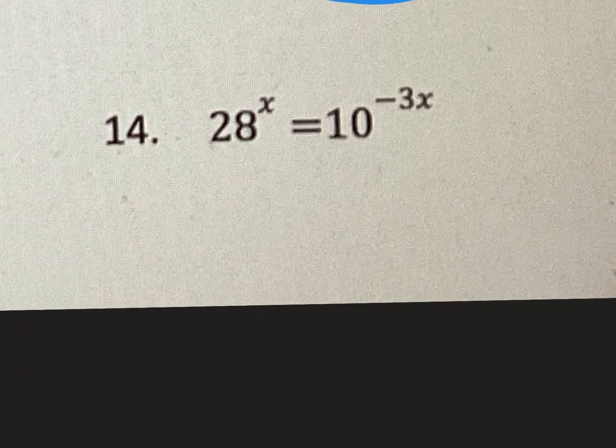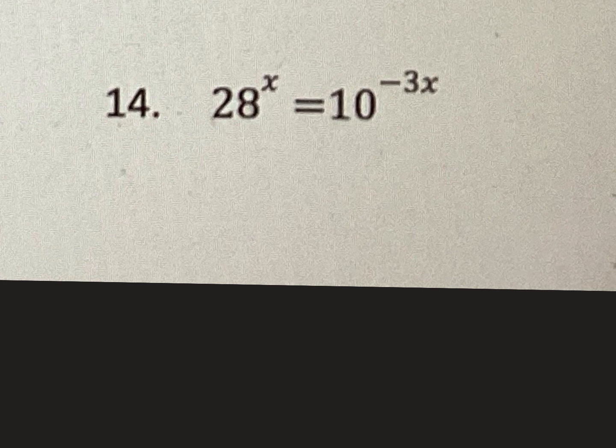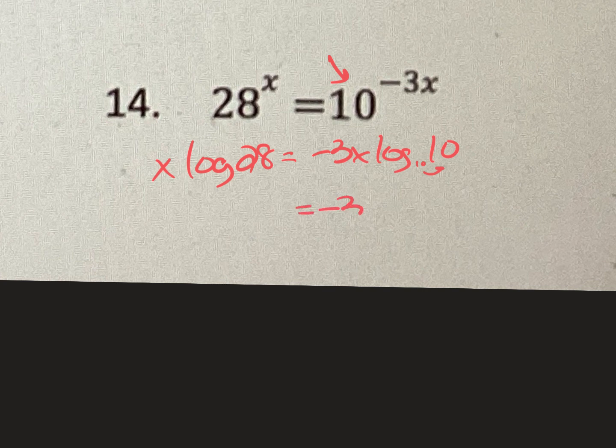Number 14. x is on both sides here. I'll show you a little trick on this one. Because it's a 10, instead of using ln, I'm going to go ahead and do log. And some of y'all use log a lot anyway, so it doesn't matter. But here's why I'm using the log. Remember, if you just write log, it's really base 10. And log base 10 of 10 is really 1. So it's just really negative 3x times 1.